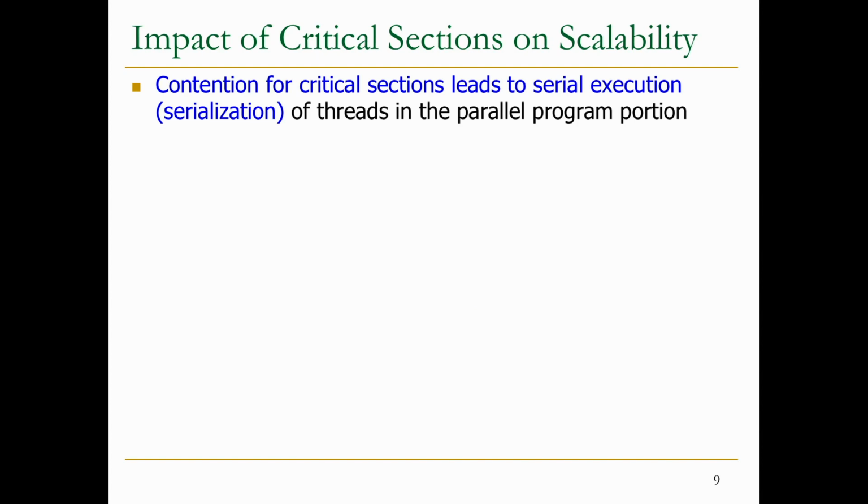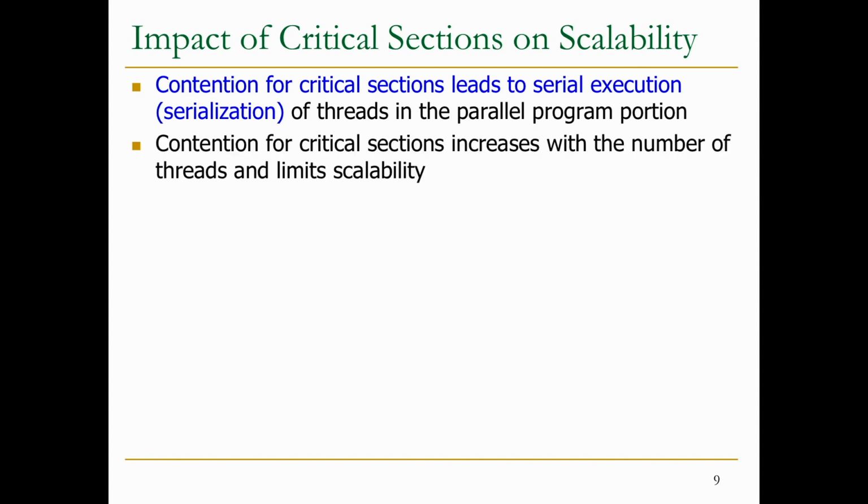Okay, so basically, this is the impact of critical sections on scalability. Contention for critical sections leads to serial execution of threads, and that increases with the number of threads, and that limits scalability. As you keep adding threads or adding cores, the contention increases, and also the communication that you need to do for the shared data and locks increases.